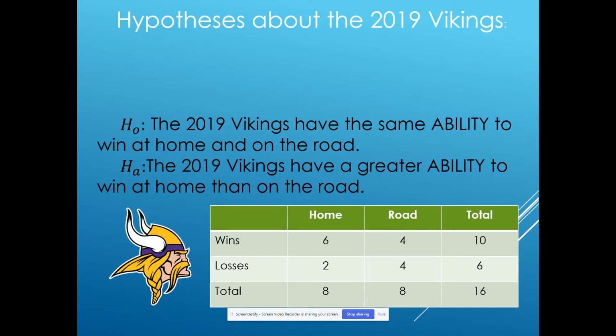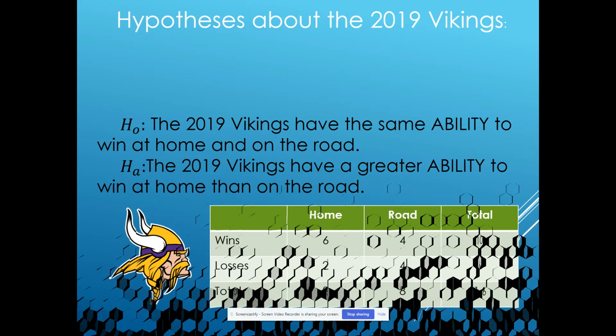If you go back to the hypotheses we wrote about the 2019 Vikings, our null hypothesis was that the 2019 Vikings have the same ability to win at home and on the road. Our alternative hypothesis was that the 2019 Vikings have a greater ability to win at home than on the road. If you don't remember, our data is presented right here. They were 6-2 at home, so 6 wins out of 8 games, and 4-4 on the road, so 4 wins out of 8 games, which gave them a 10-6 overall season: 10 wins, 6 losses.